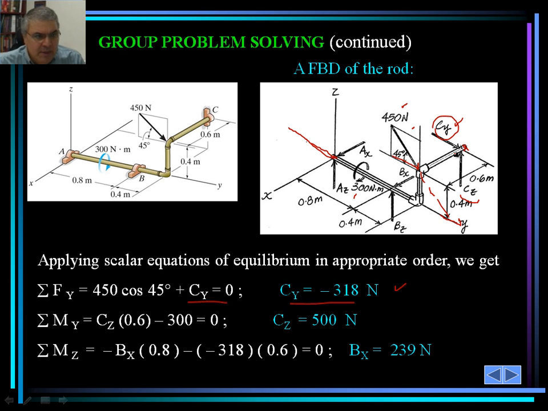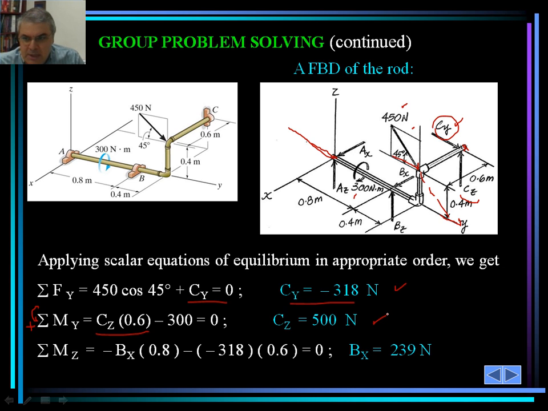And in this case, it's going to be counterclockwise. If you position yourself standing right in front of the y-axis and looking at it, the direction of the rotation will be this way. It's going to be counterclockwise. So C sub z, and that's the positive direction. The assumption here is counterclockwise in the y direction is a positive direction. And then C sub z times 0.6 minus 300, because 300 is applied clockwise, is 0. As such, C sub z would be 500 Newton.